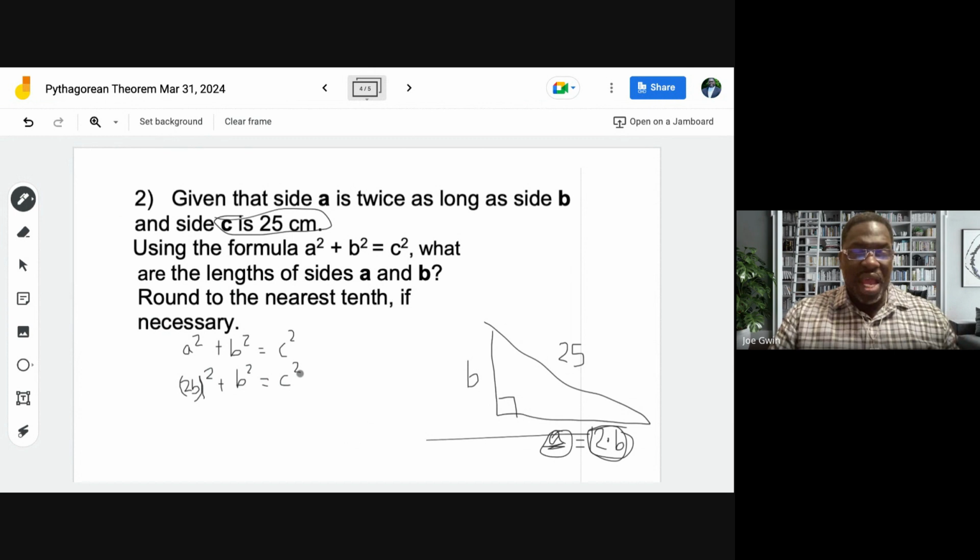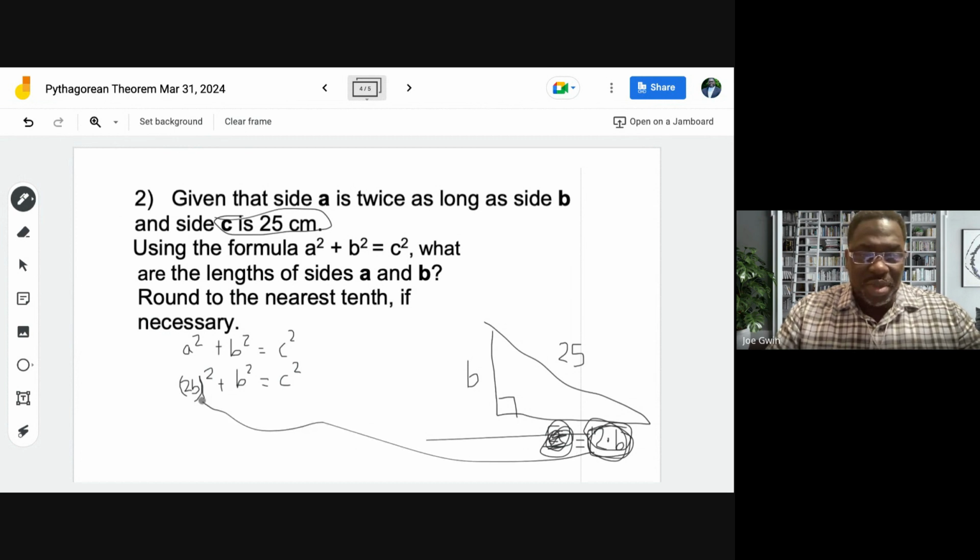Now, some of you are saying, hey, where did this 2B come from? Well, we said A is twice as large as B. So that means A is 2 times B because it's twice as large, right? So instead of putting A, I put 2B. No longer A, but now 2B. Got it?